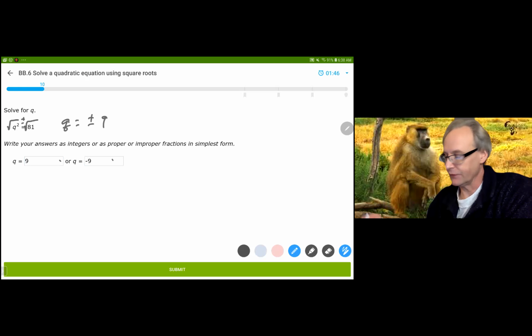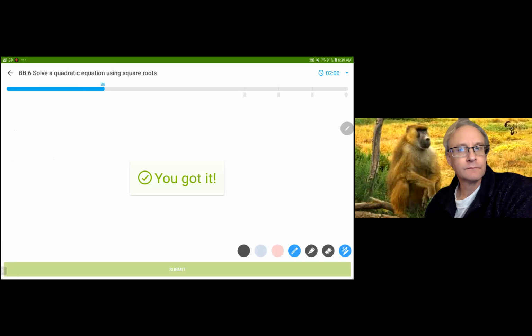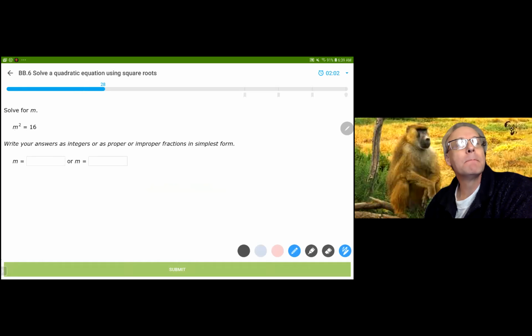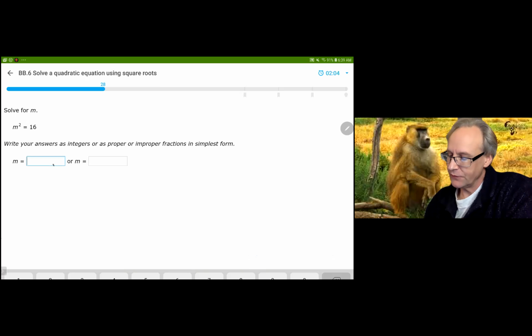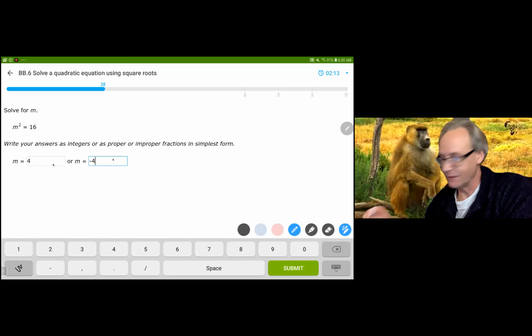See if we get a little more interesting one. Not really. This is plus or minus 2. This is plus or minus 4. Because 16, the square root of 16 is 4, not 8. Be careful. 4 times 4 is 16.